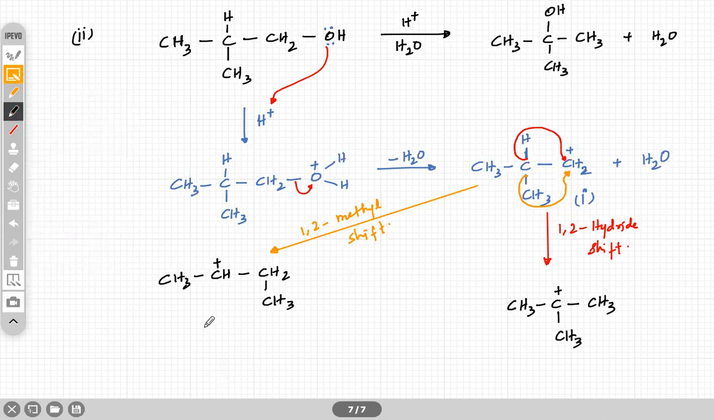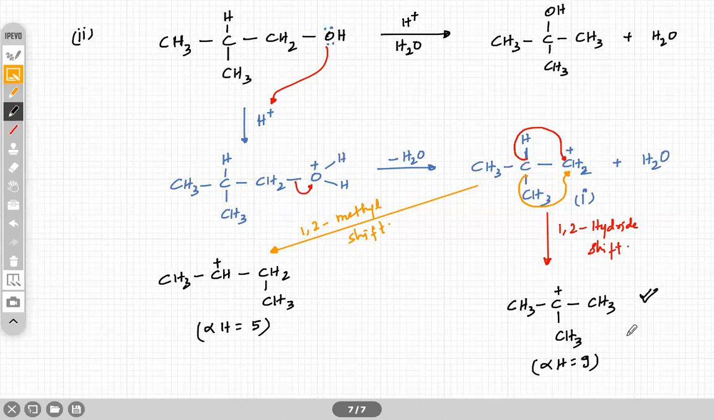Now, when you look at the stability of these two carbocations, let's compare that with the help of GOC. It is stabilized through hyperconjugation, and its alpha hydrogens are 5 here. And for this, the alpha hydrogens are 3 plus 3 plus 3, that is 9. Hence, this one is more stable and this forms in the reaction. This is not more stable. Obviously, it's stable than this. This one is more stable than this, right?